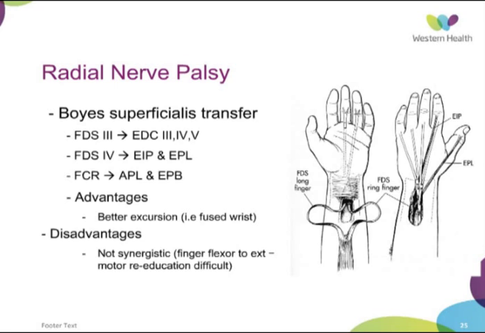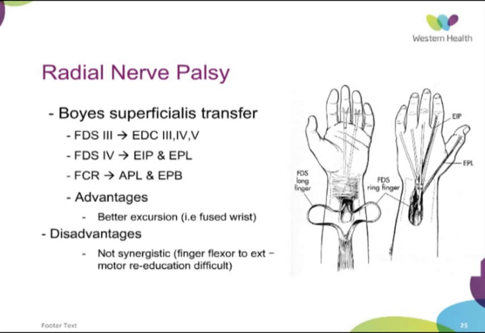Other options, so FCR can be used, which is described by Brand. And this one is a bit more complex, described by Boyes. So you're using the flexor digitorum superficialis tendons to 3 and 4, and then you're splitting those and then individually putting them onto EDC and EIC.